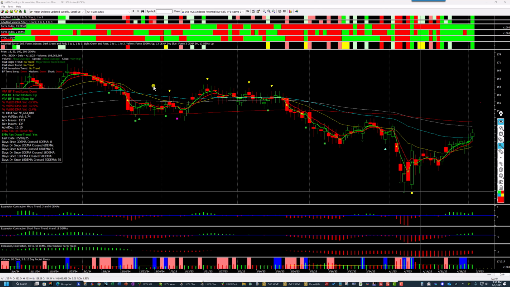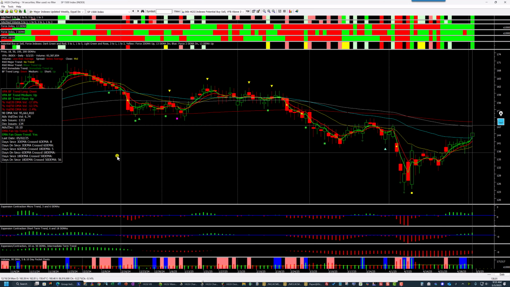Now, looking over here to the left, you can see that I've put the days since the 3 crossed the 6 in here, and the days since the 6 crossed the 18, and the days since the 18 crossed the 50. And this is still on the downside, which means the intermediate term trend is still down, but the short-term trend and the micro trend both crossed over, and these are the number of days where that occurred.